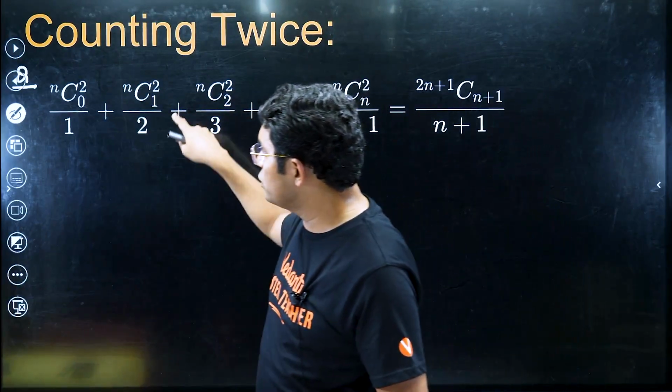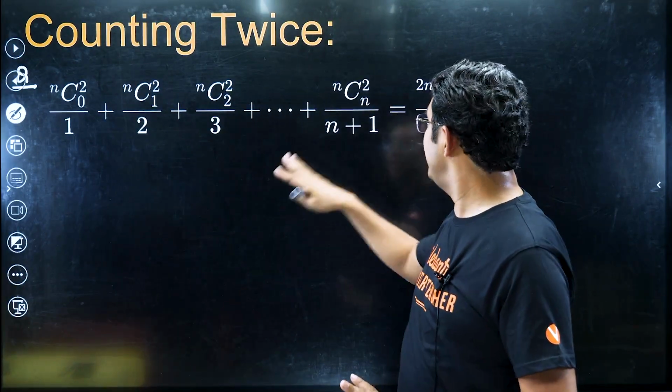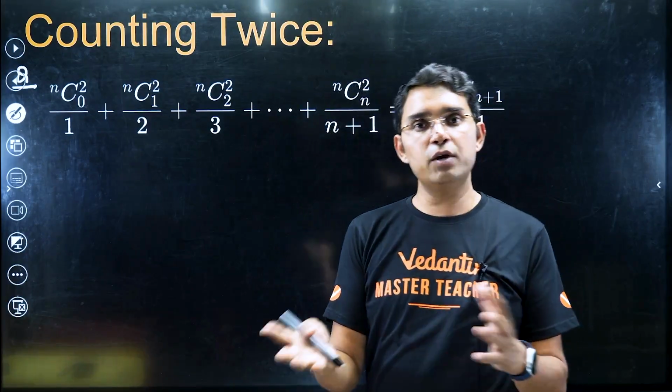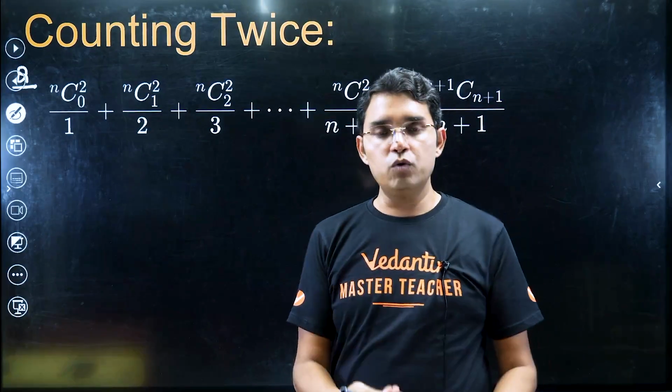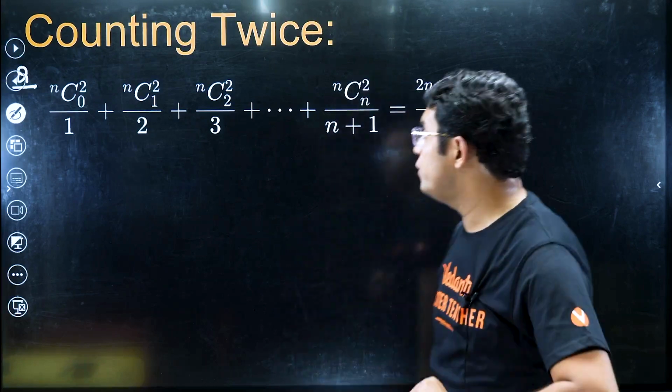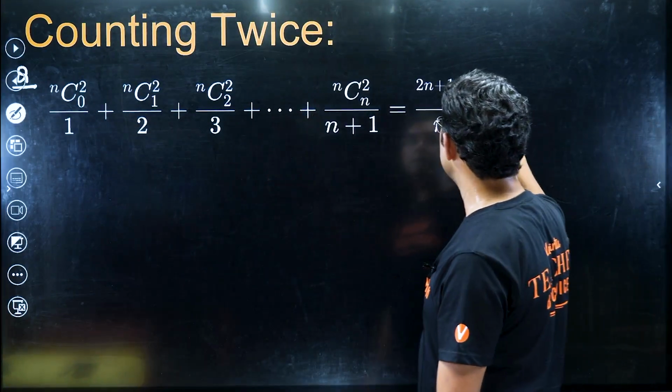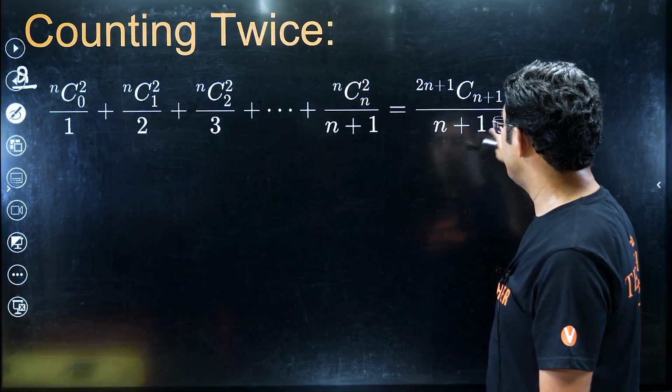So this is nC0 square upon 1 plus nC1 square upon 2, and so on. This question again, I will suggest that you do it by integration and coefficient method. But I'll tell you that the counting twice method also, please see how we can do it. Here, because we are having division of 1, 2, 3, and on the right hand side 2n plus 1 C n plus 1 upon n plus 1.